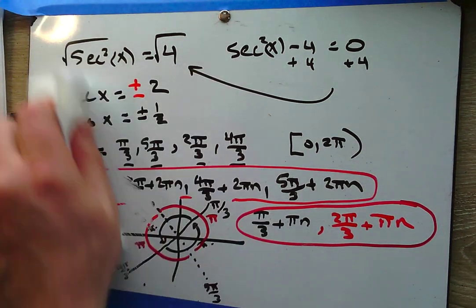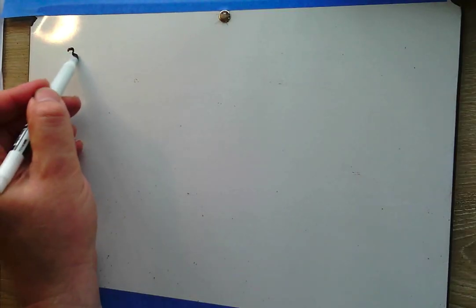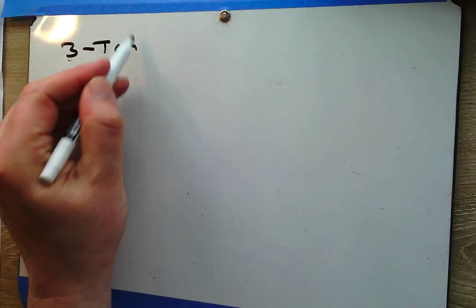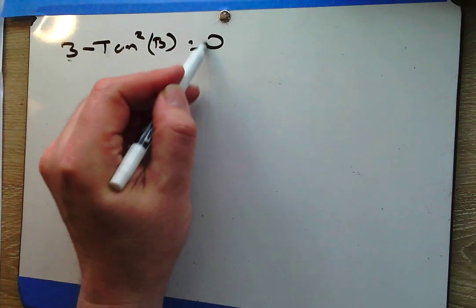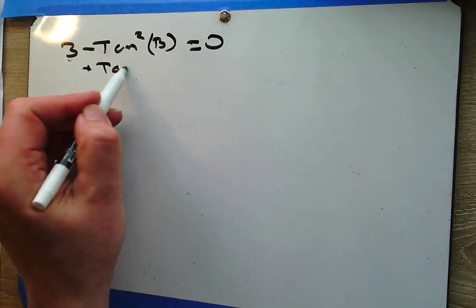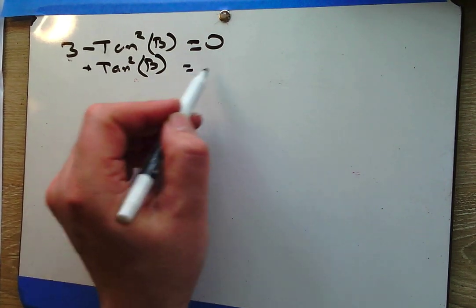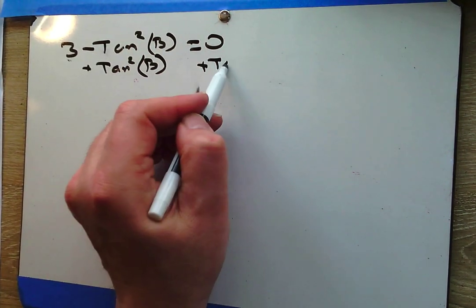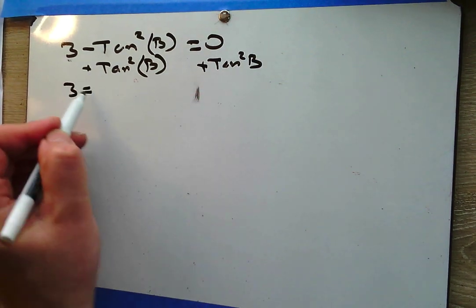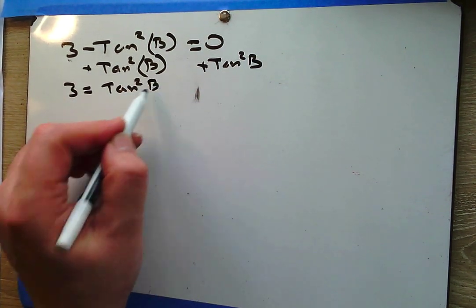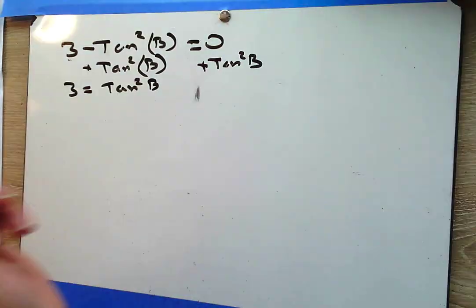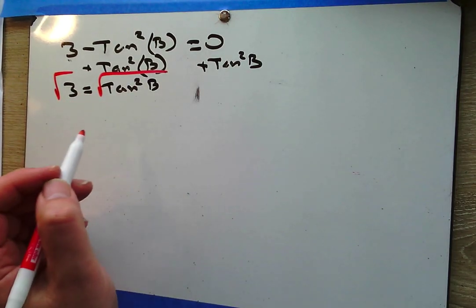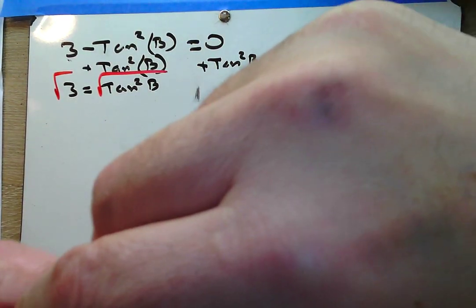All right, next, let's do a tangent problem. 3 minus tangent squared theta equals 0. Well, if we add tangent squared to both sides, we'll get 3 equals tangent squared theta. And we don't want to know what tangent squared is. We want to know what tangent of theta is, or even better, what theta is. So we'll take the square root of both sides.